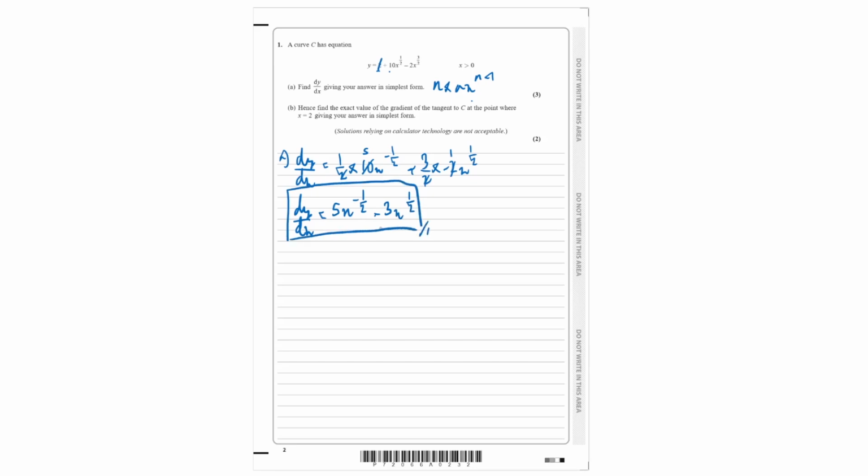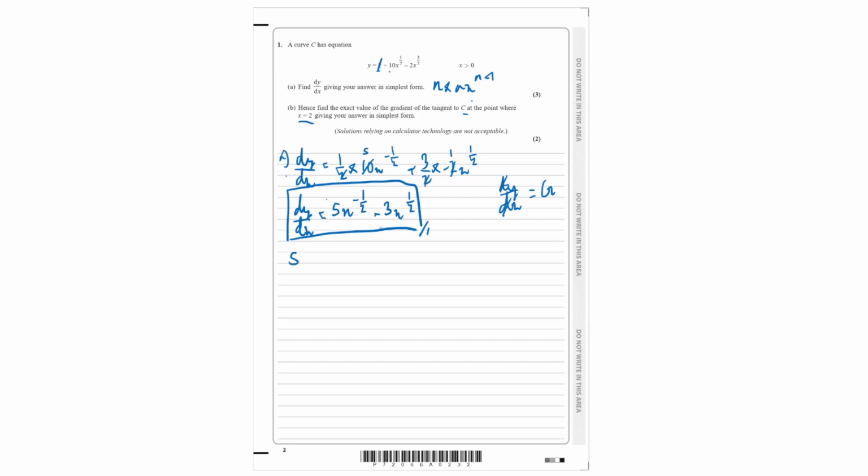Part B. Hence, find the exact value of the gradient of the tangent to C at the point where x is equal to 2, giving your answer in the simplest form. Now, dy by dx, we can actually cancel out d, and we're left with y over x. That is simply gradient. So that means if we input x as 2 into this equation, we can find what the gradient is. So we have 5.